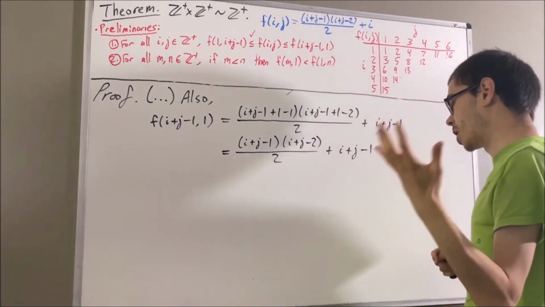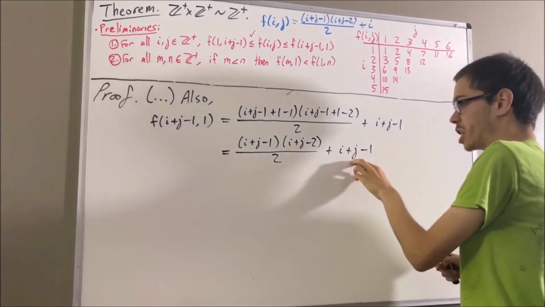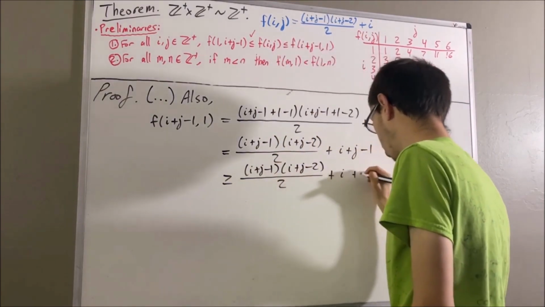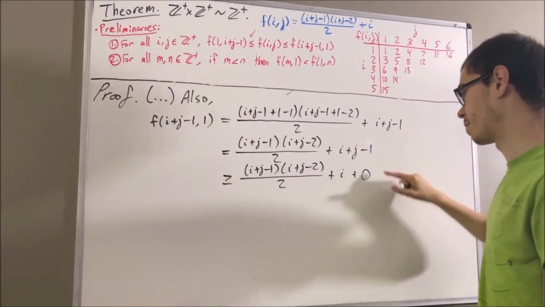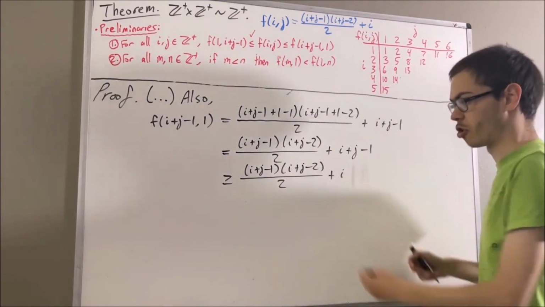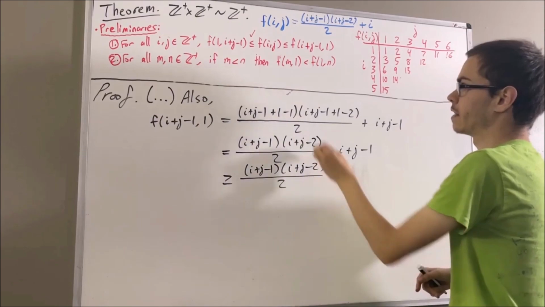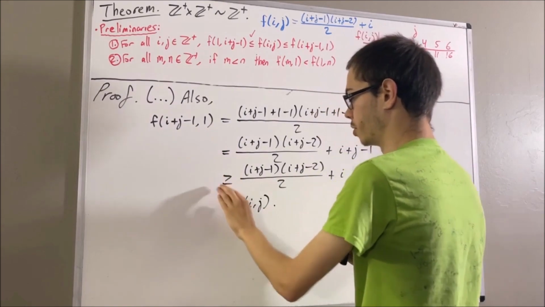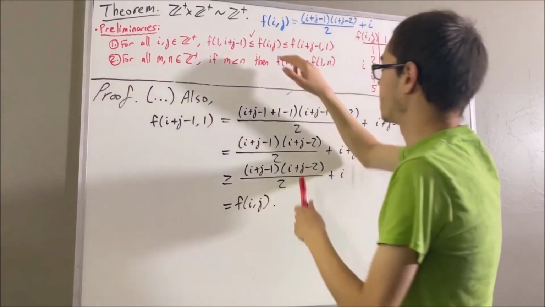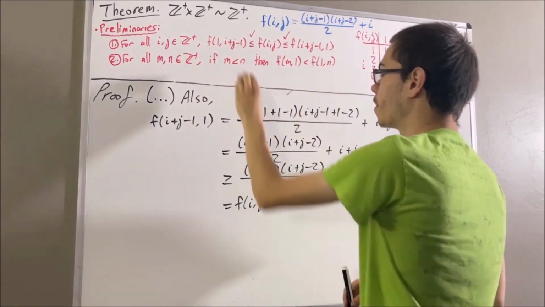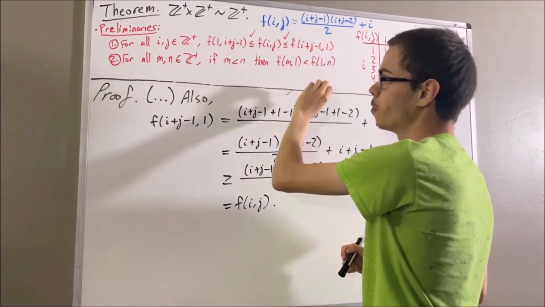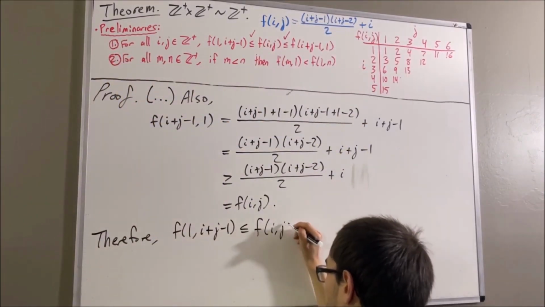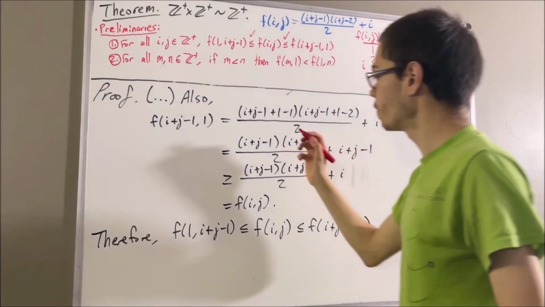Now, we know that since j is a positive integer, it follows that j minus 1 is greater than or equal to 0. So this is true, and I'm just going to get rid of the plus 0. So this is true. But really, this is the same thing as f of i comma j. So this is greater than or equal to this. So that proves the second inequality. Therefore, this is true. So we have proven the first preliminary result. So we've proven the first one.